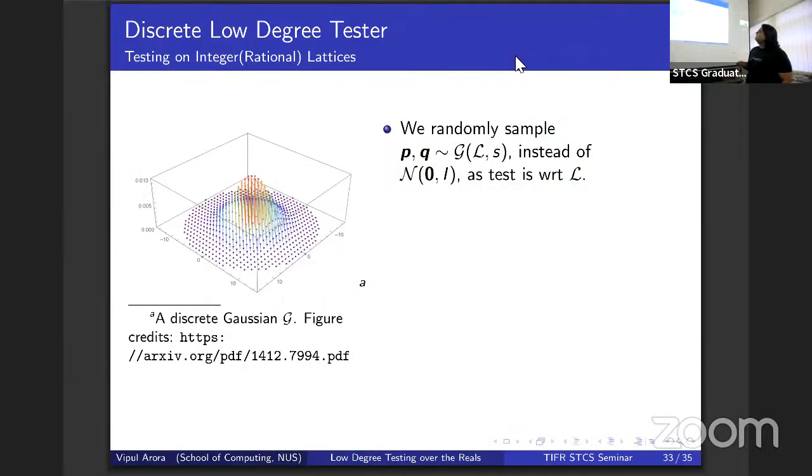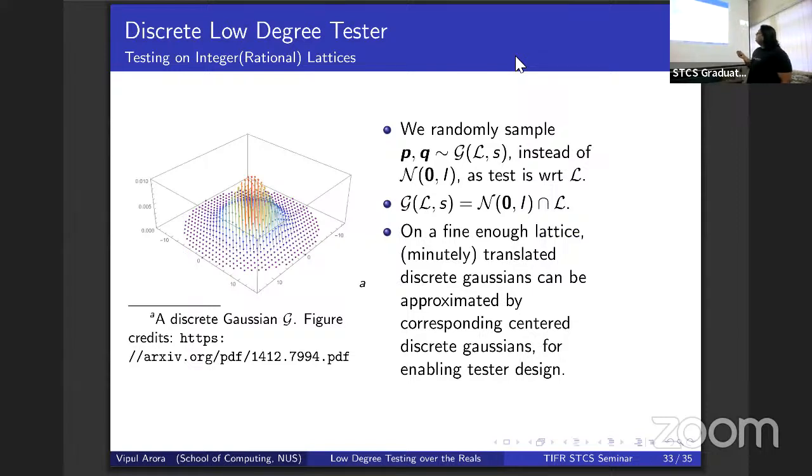Finally, the discrete low degree tester, which is testing on integer or rational lattices. Instead of sampling from the Gaussian distribution, you sample from the discrete Gaussian distribution, GLS, because the test is with respect to lattice L. So GLS is nothing but N0i intersected with the lattice L, with the probability renormalized on these points.